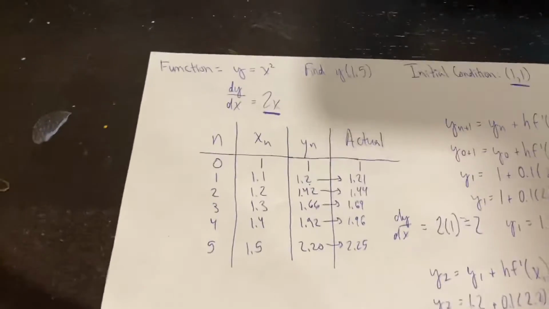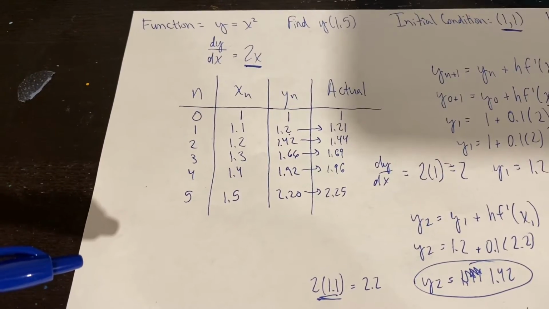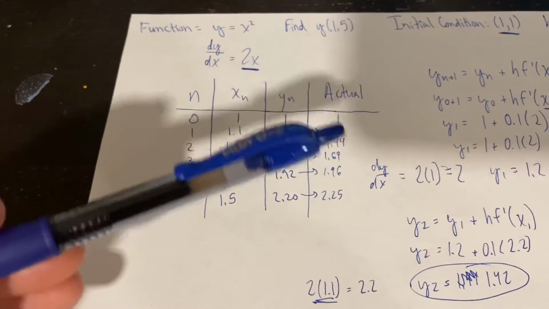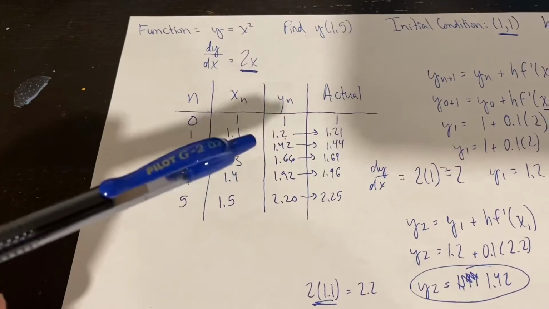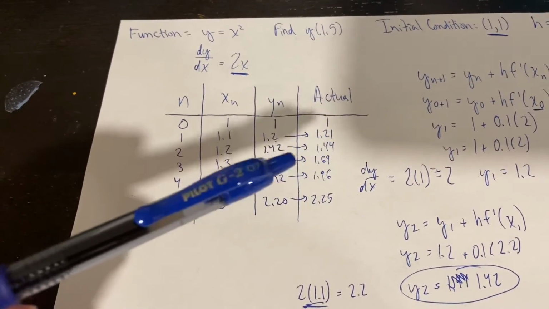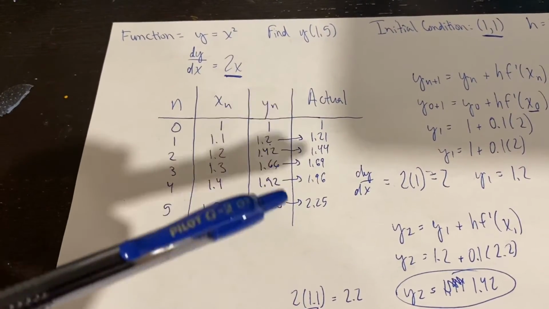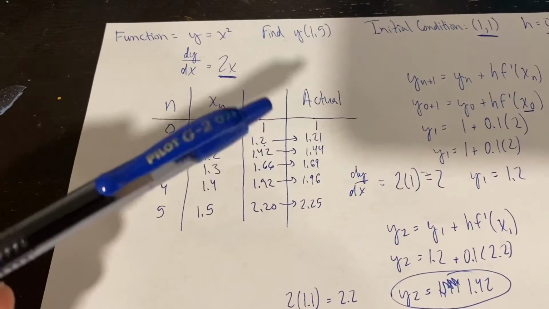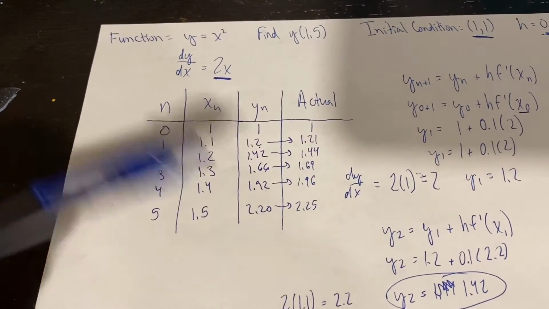Lastly, we can see how effective Euler's method is compared to the actual values of the function. So plugging in the actual values, where the function is y equals x squared, 1 squared is 1, 1.1 squared is 1.21, and so on and so forth. And you can see how accurate these two columns are, how close y sub n from Euler's method is to the actual value. Let's try a harder example.